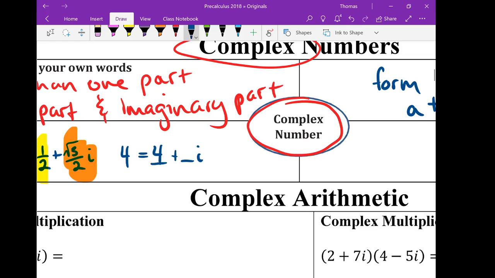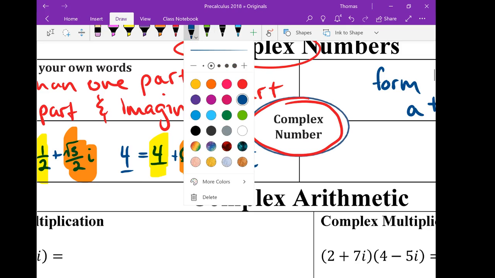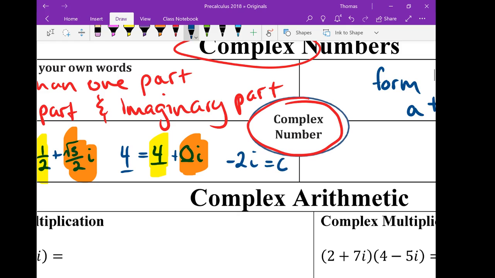Well, the real part has to be 4, and then we don't want any imaginary part, so I can just write it as a 0i. Because we can write 4 in the form a plus bi, the real part plus some imaginary part, 4 is actually a complex number as well. So 4 would be a complex number. Maybe a final example would be like negative 2i. It's just the imaginary part of the complex number. But again, we could similarly write it as 0 minus 2i.